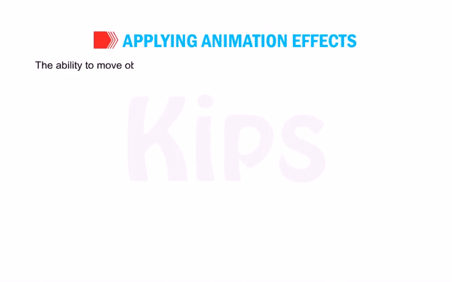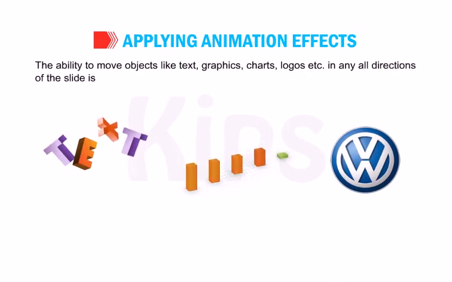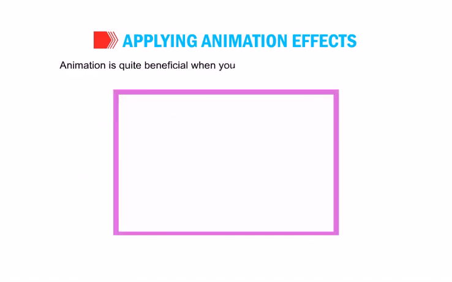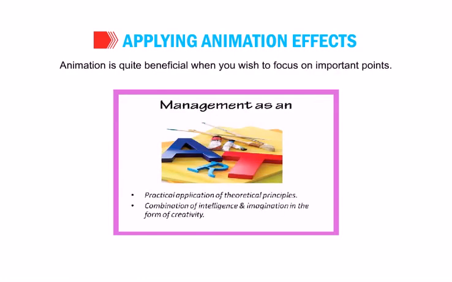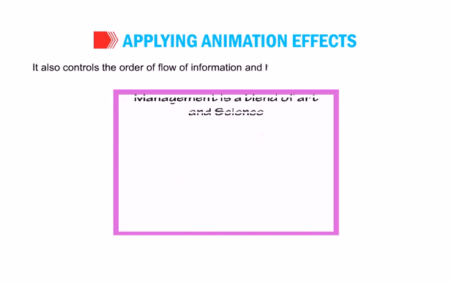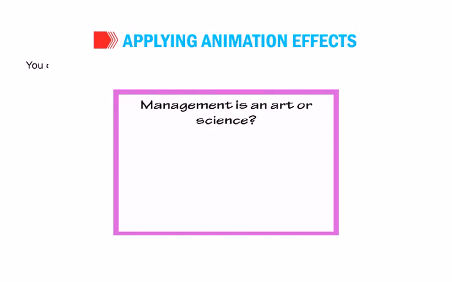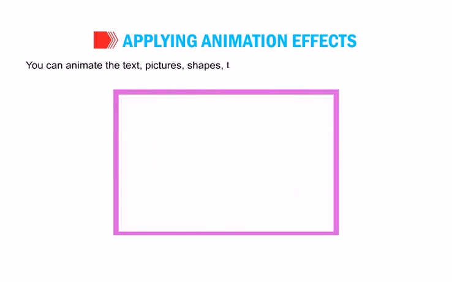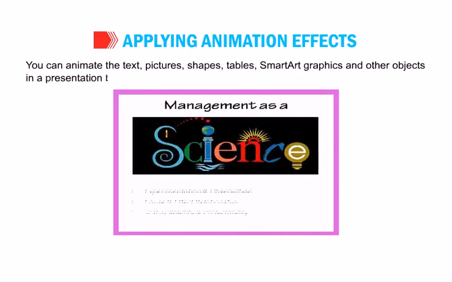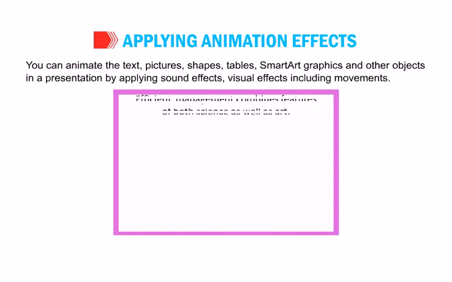The ability to move objects like text, graphics, charts, logos, etc. in any direction of the slide is called animation. Animation is quite beneficial when you wish to focus on important points. It also controls the order of the flow of information and helps in increasing the interest of the audience. You can animate the text, pictures, shapes and tables, SmartArt, graphics and other objects in a presentation by applying sound effects, visual effects, including movements.